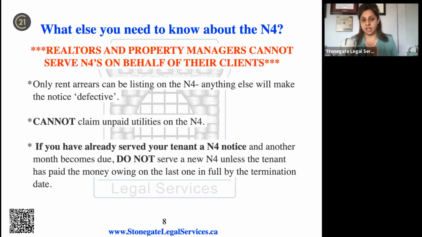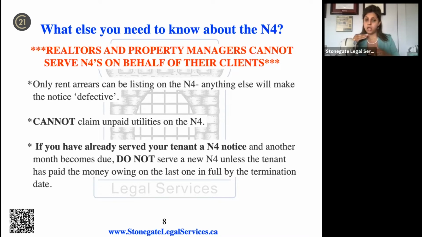So what is anything else? So usually I get asked, why can't we claim outstanding utilities on an N4? You cannot claim outstanding utilities on an N4 because the N4 is a notice for non-payment of rent. If you've already served your tenant with an N4 and then another month becomes due, you don't need to give a new N4 as long as that N4 notice period, the original notice period, is within the 30 days of filing with the Landlord and Tenant Board.